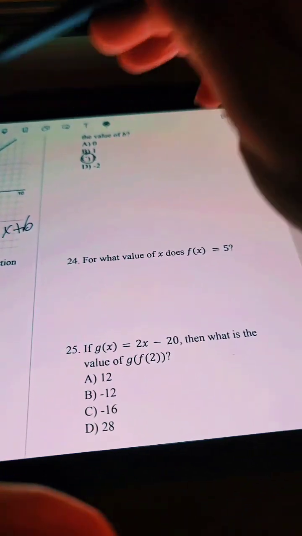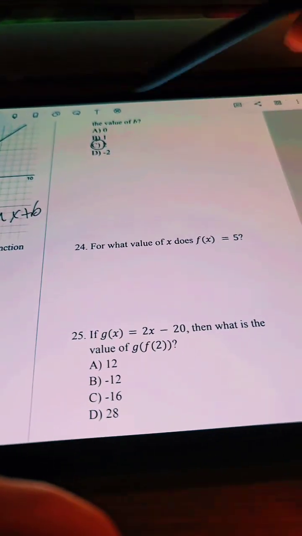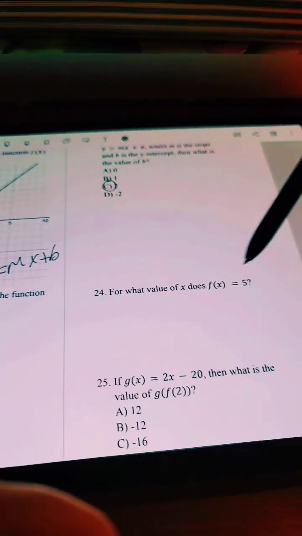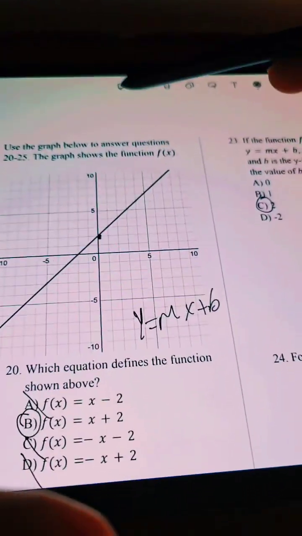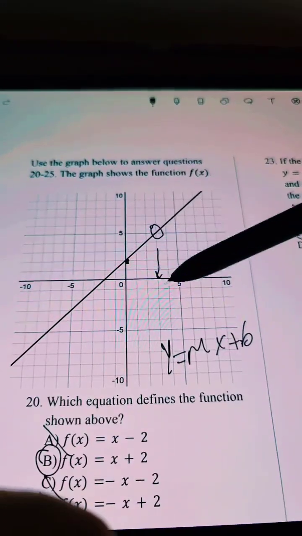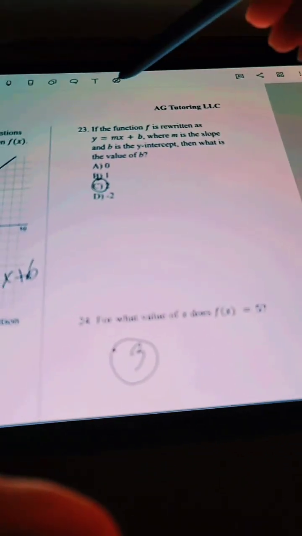Good job, guys. And then let's go to number 24. For what value of x does f of x equal 5? So think of f of x like your y. So we're being technically asked, at what x does y equal 5? So let's look for where y is 5. Well, y is 5 right over here. So that's going to match up with this x value, which is positive 3. So 3 is the answer to 24.